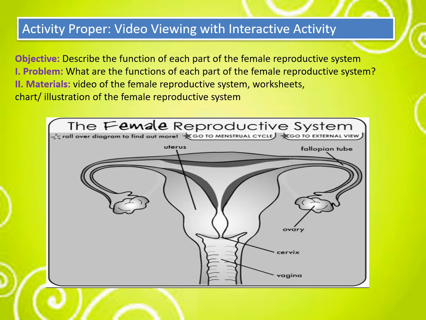So, describe the function of each part of the female reproductive system. So, nandyan ang fallopian tubes, ovary, uterus, vagina, and cervix.